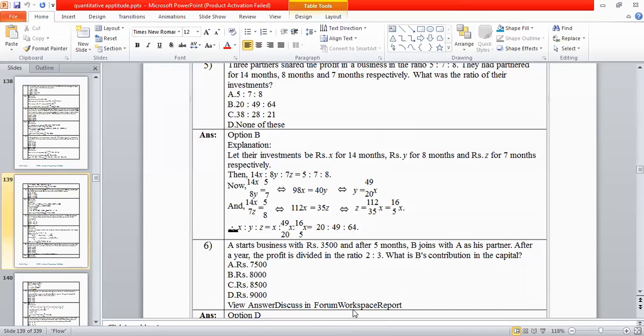A starts business with rupees 3,500 and after 5 months B joins with A as his partner. After a year, the profit is divided in the ratio 2:3. What is B's contribution in the capital?